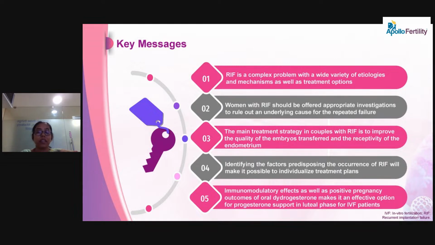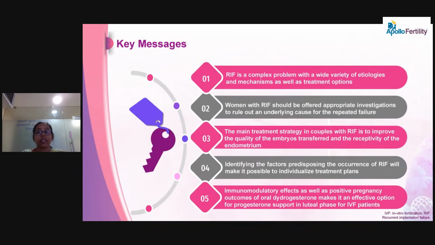Identifying the factors that predispose to the occurrence of RIF will make it possible to individualize the treatment plan. So it is not standardized for every patient. Each patient is individual, so we try to individualize the treatment. This protocol works for this patient, and this is the reason for the failure. Why has this patient not conceived all these years, having good quality, good number of eggs, good semen, and patent fallopian tubes? Is there anything other than egg, sperm, and the uterine cavity causing the failure? That has to be analyzed.